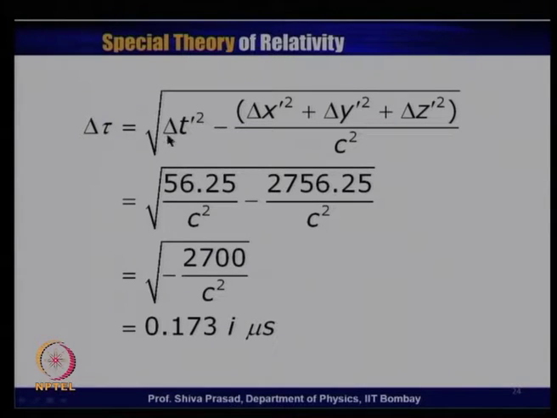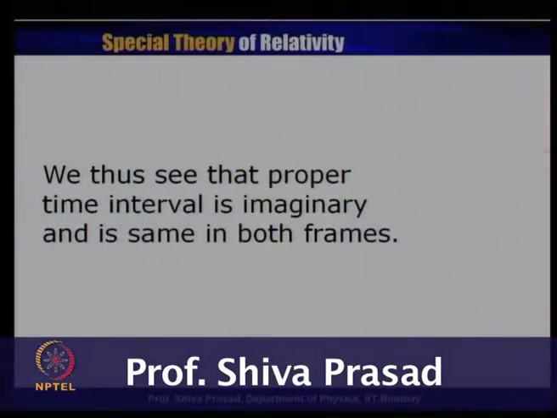So, we see that this has changed, but not this. This is a 4 scalar. Once I change my frame of reference, I will not change the proper time interval, which will turn out to be the same. That is what I am saying, because it is a 4 scalar quantity. We thus see that the proper time interval is imaginary and is the same for both the frames.